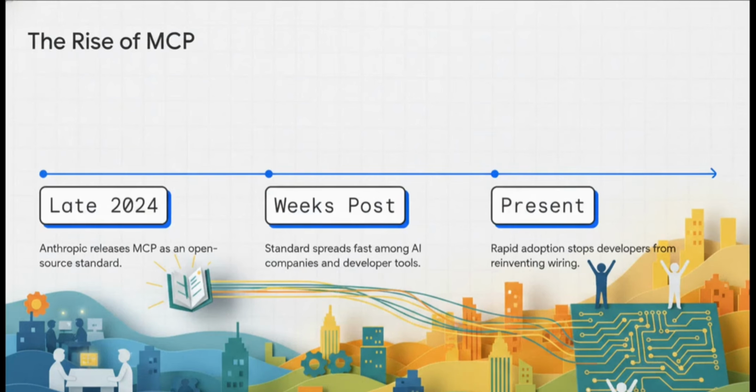And you know what the craziest part is? This standard isn't decades old. It's incredibly fresh. I'm talking late 2024, when Anthropic, the company behind Claude, first released MCP to the public. But the true genius move, the real catalyst here, was making it open source. They made it completely free for absolutely anyone to use and build upon. Because of that open source status, within literally just weeks, the standard spread like wildfire. Other AI companies and developer tools quickly realized, hey, we don't have to reinvent the exact same custom wiring for every single app we want to connect with. So today, we're seeing rapid adoption across the entire industry, simply because it makes everyone's life vastly easier.